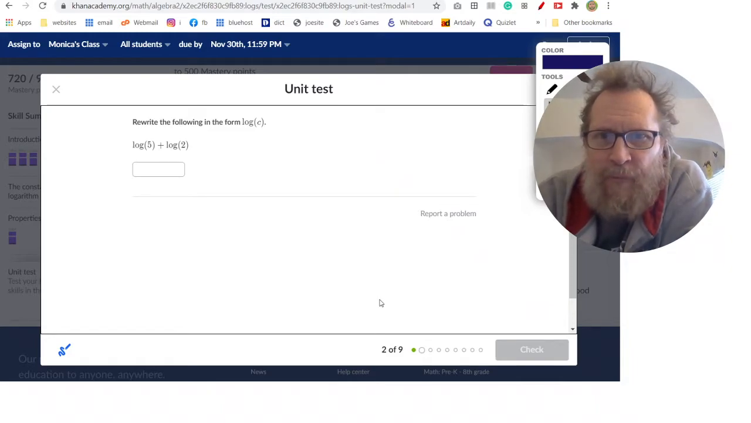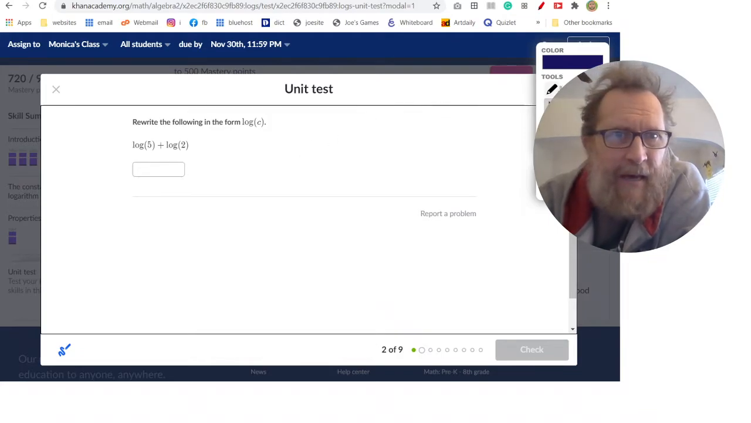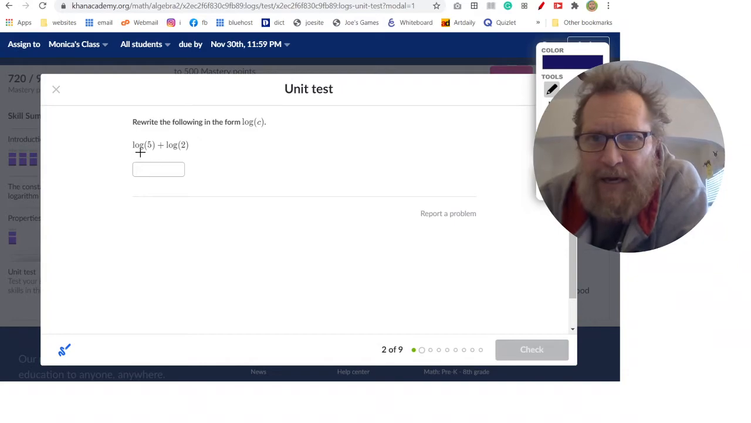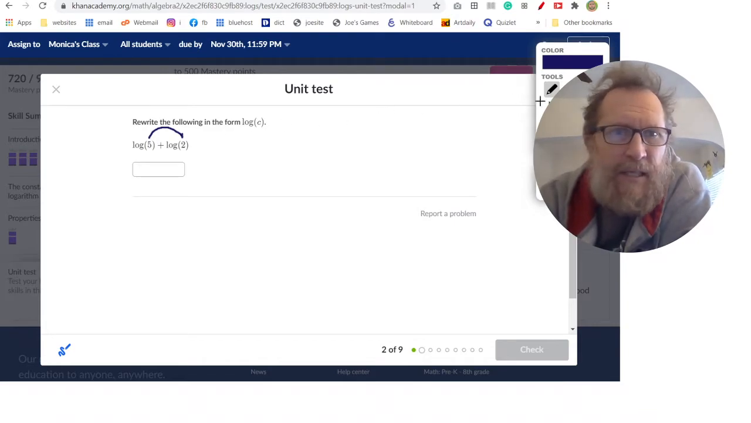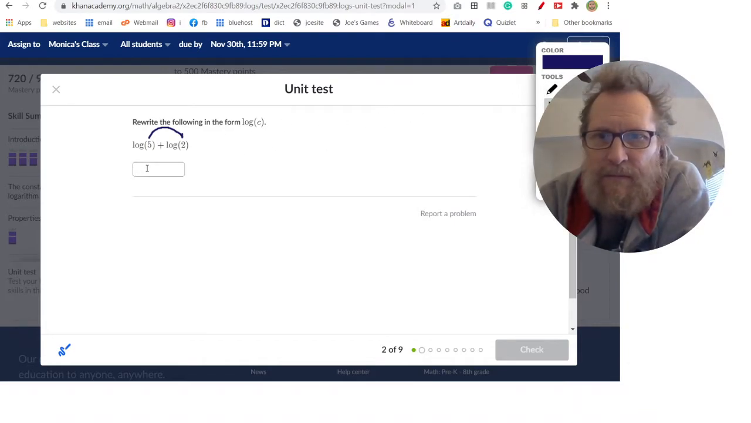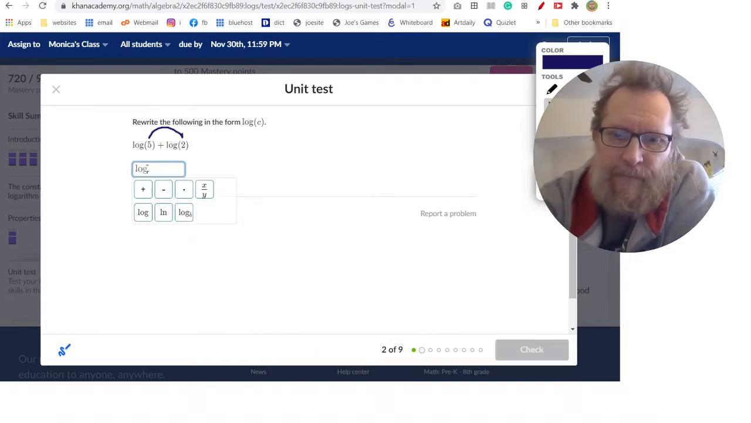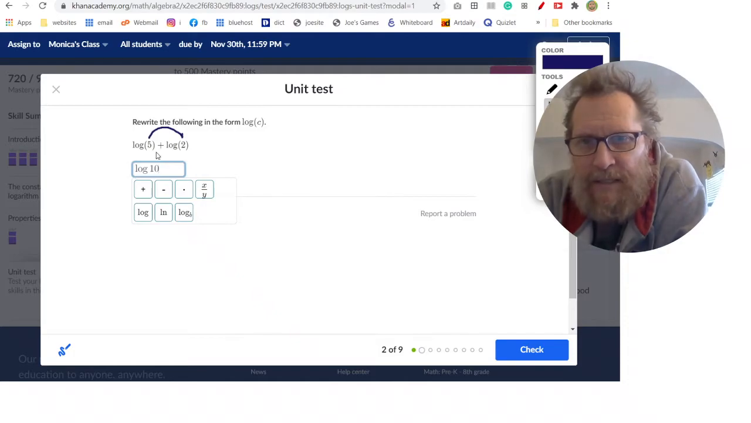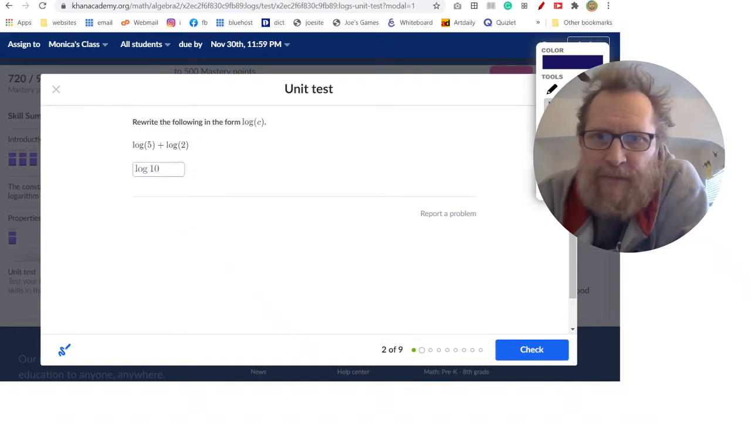Okay, rewrite the following in the form log C. All right. If I have a log of something plus a log of something, same base, this is the log of this something times that something, right? So all I need to do is write this as log 10. It's base 10 because there's no base listed there. Just log 10. Clear that drawing.